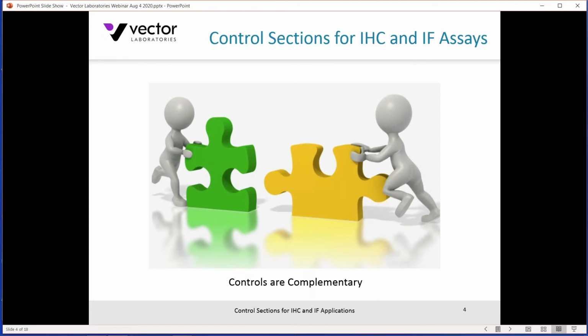Without the appropriate positive and negative controls in place, the staining that's achieved on a test specimen is essentially meaningless. So the idea of this webinar is to showcase that these controls are to be used together. They're complementary, they're synergistic, and they allow you to make important observations and extrapolate nice, clean data from your test specimen.